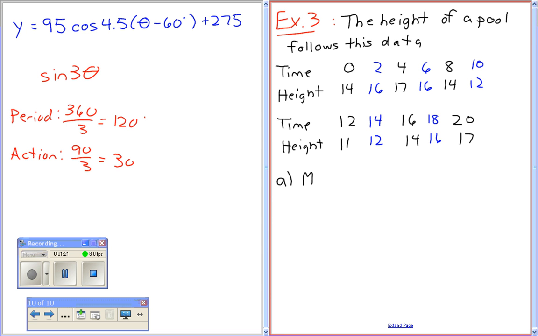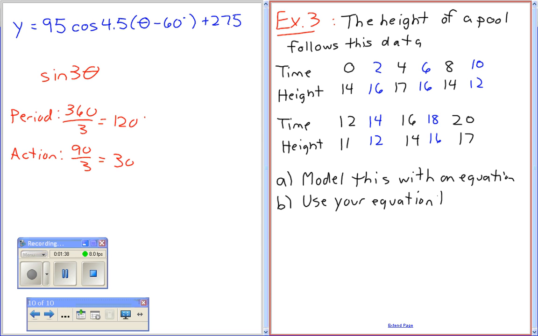A is going to say model this with an equation. You can put them left to right, and you probably should. I ran out of room though. B says use your equation to find the first 4 times the height is 15.2 meters.